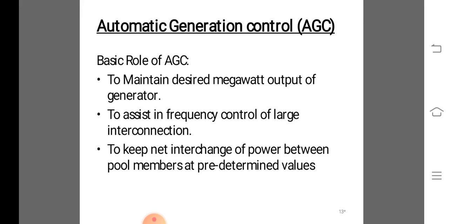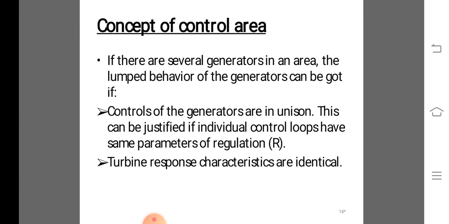AGC maintains the desired megawatt output of the generator, assists in frequency control of a large interconnection, and keeps the net interchange of power between pool members at a predetermined value. In a single area system, there is no tie schedule to be maintained. Thus, the function of the AGC is only to bring the frequency to the nominal value.